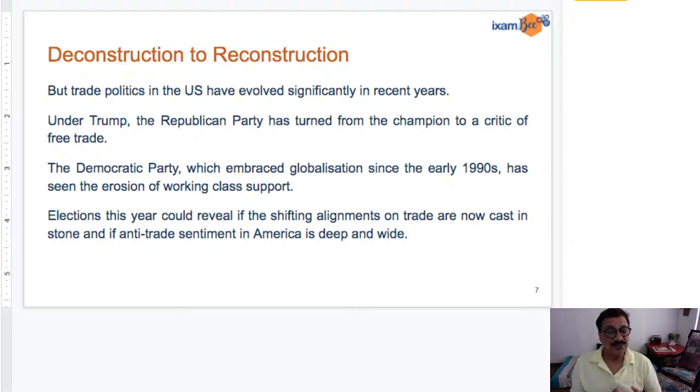Their support base, which agreed with their policies, that base is shifting. They have seen an erosion. It has come down. So the support has come down. Now, what is going to happen? Elections are going to be held. Elections this year could reveal if shifting alignments on trade. What are shifting alignments? The Republican Party stand and the Democratic Party stand. This is what we are inferring now.